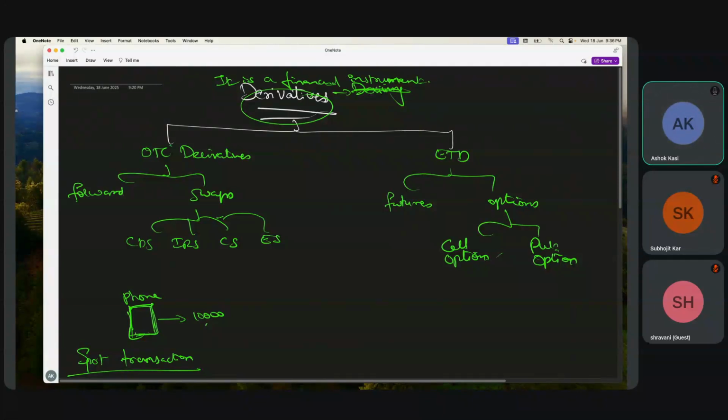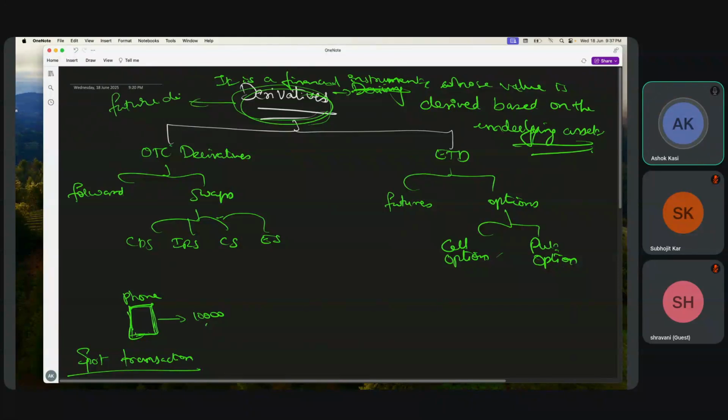Derivative is a financial instrument whose value is derived based on the underlying asset. So you got the meaning. Basically, when we say derive, it is always about some future date.